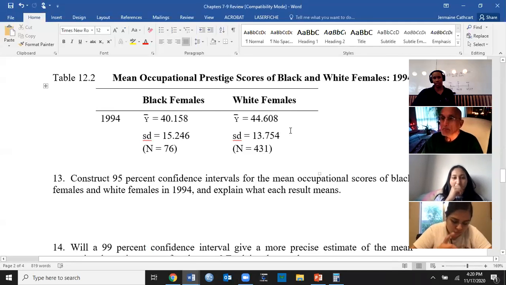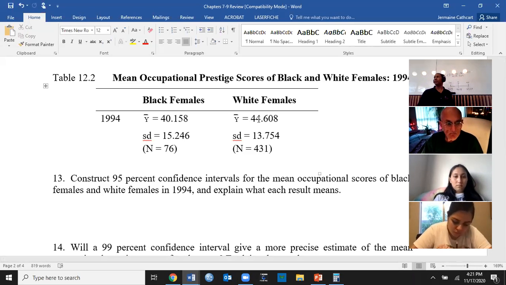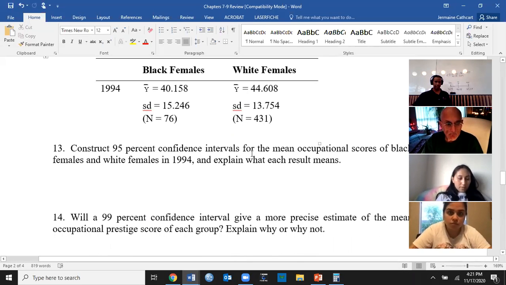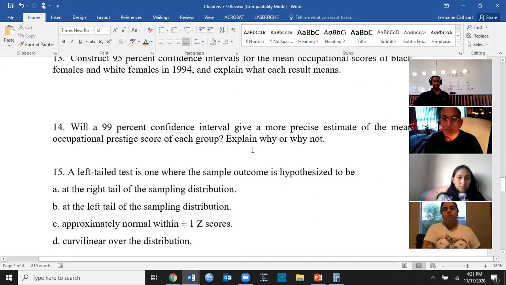Now, like I said, if you want to, you can just go ahead and do it for white females on your own. It's the exact same process. Write out the formula, plug things in and stuff like that, and then it'll look good. Okay. All right, so next, oh, we already did this one.